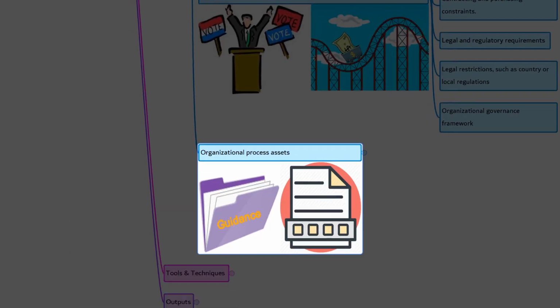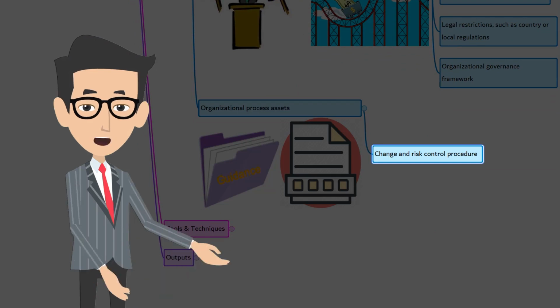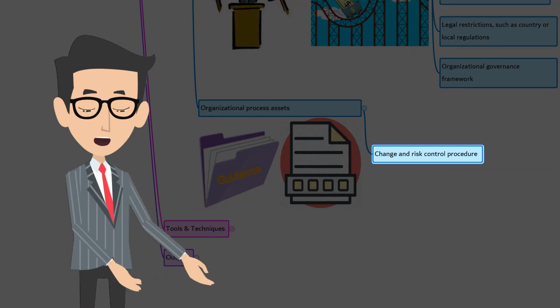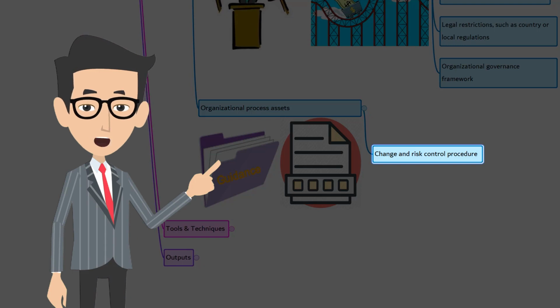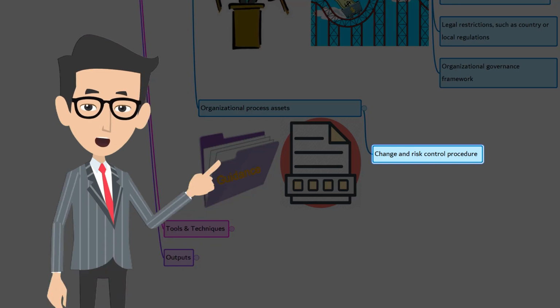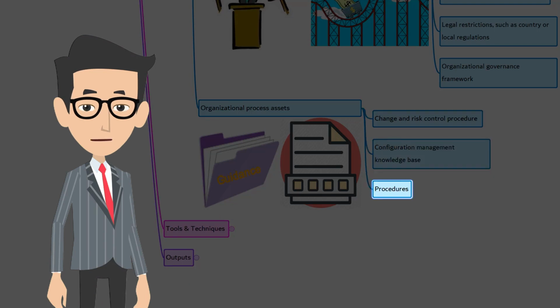The next one is organizational process assets. Change and risk control procedures. Here we are talking about change control procedures, including the steps by which organizational standards, policies, plans, procedures, or any project document will be modified and how any change will be approved and validated. Configuration management knowledge base containing the versions and baselines of all official organizational standards, policies, procedures, and any project documents. Procedures. Here we are talking about the procedure for approving and issuing change authorizations.